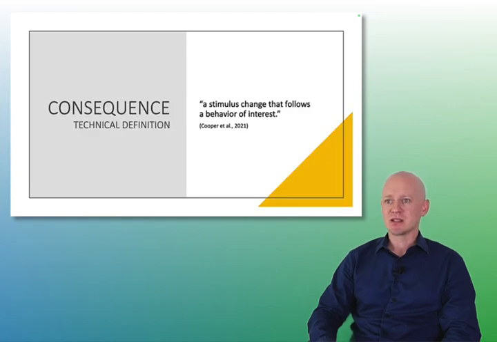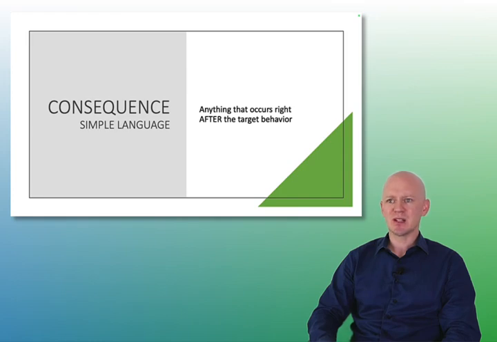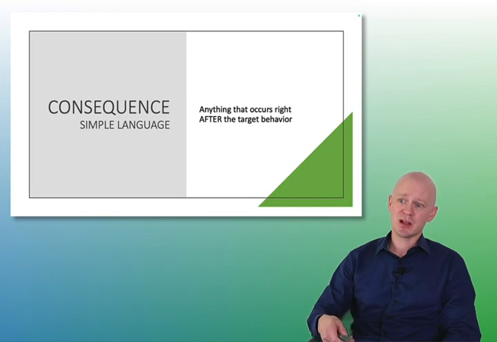A consequence is a stimulus change that follows a behavior of interest. Again, this is a technical language definition: any stimulus change that follows the behavior of interest. In a simple language description, it's anything that occurs right after the target behavior. So an antecedent is anything that happened right before the target behavior, and a consequence is anything that happened right after the target behavior.